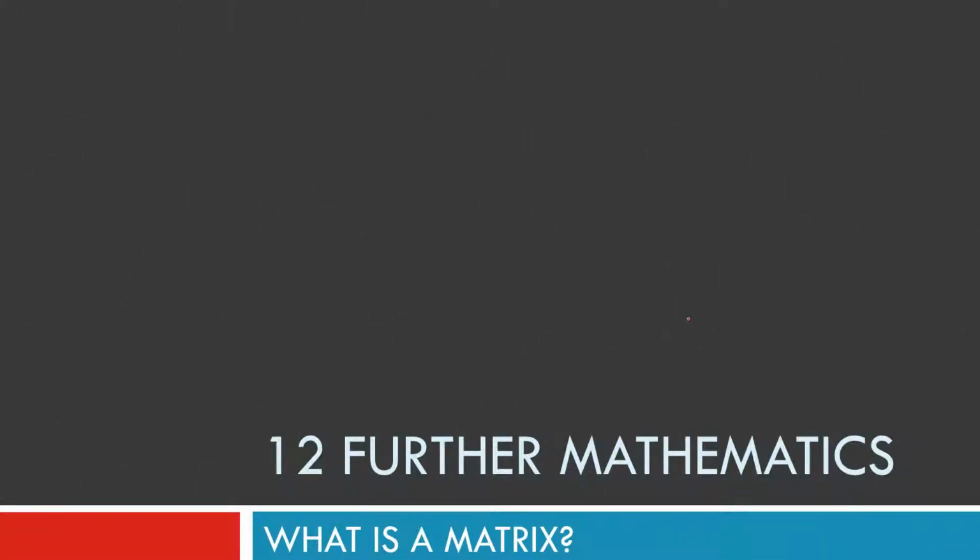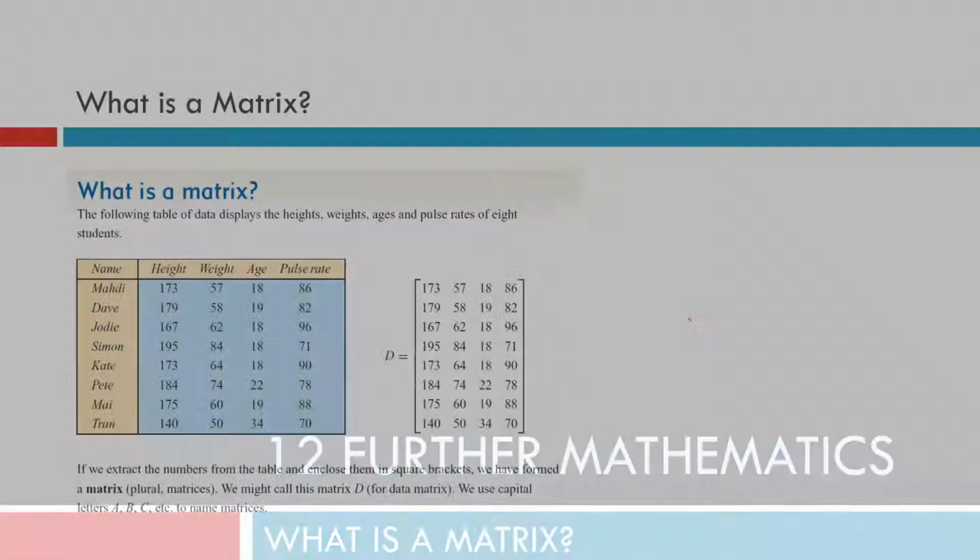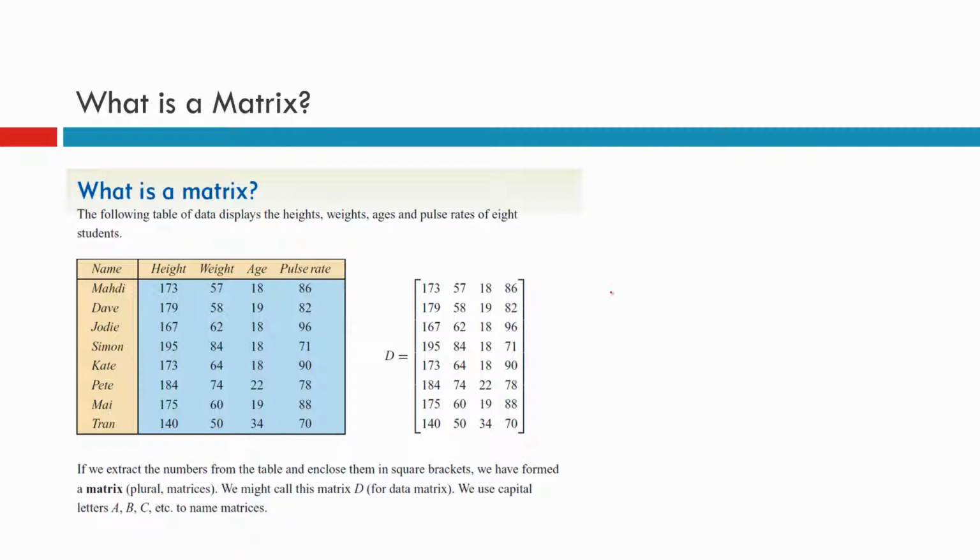Today we're starting a module called Matrices and Application. So we'll look at what is a matrix. Now here we have a table. You can see that there's names all the way down on the left hand side. I won't read out all the names. And there's different things: heights, weights, age and pulse rate.